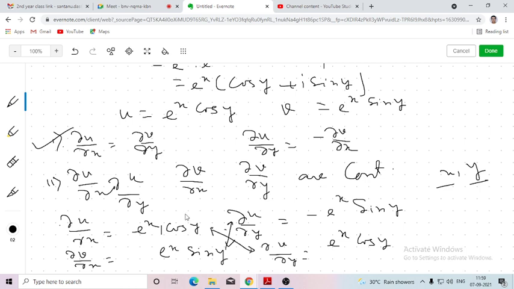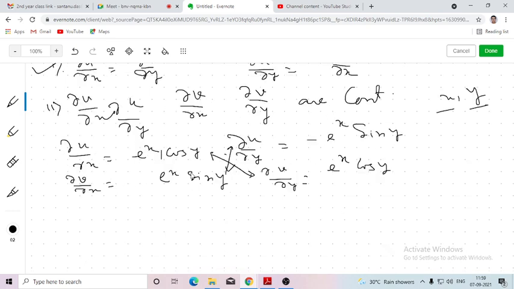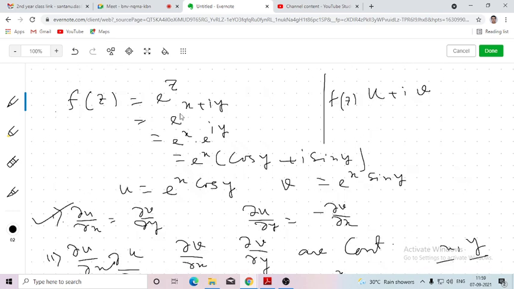Yes, sir. So, by combining these two criteria, you can say that the function is analytic. The function is given in the problem in this form, which means the real part and imaginary part have been separated. Now, what is the derivative?